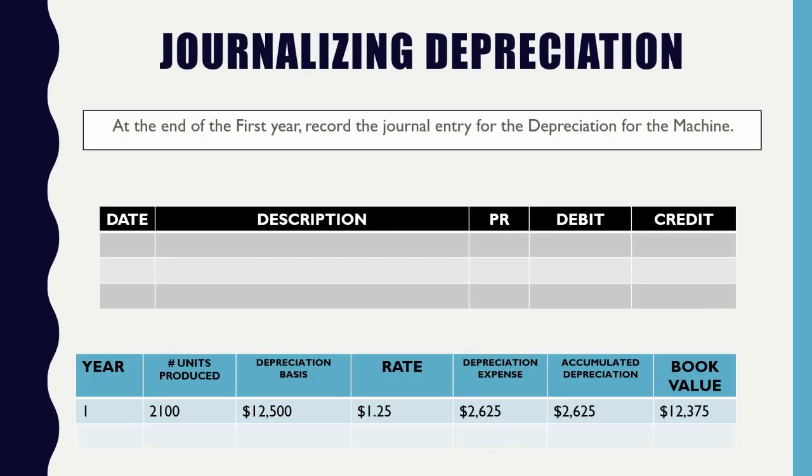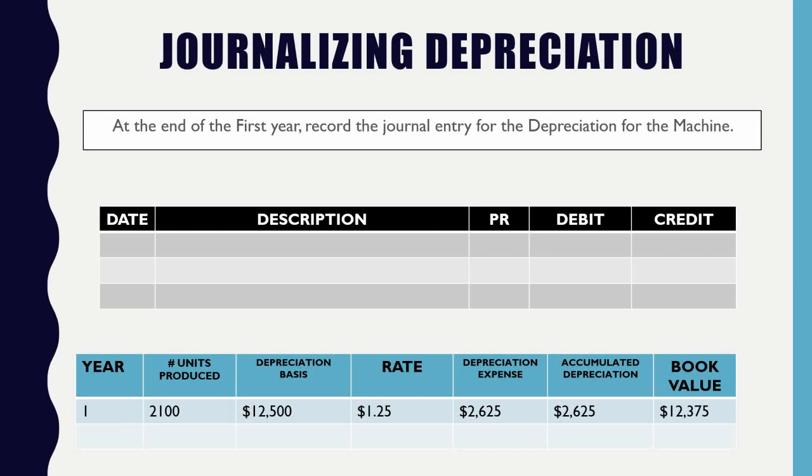Okay. So how do we journalize our depreciation expense? Here's our example that we just did. For the first year, we produced 2,100 units. My rate was $1.25 each, which gave me a depreciation expense of 2,625. Straightforward, right? If it's the end of the year, or the end of the month, depending on the given circumstances, in this case it's the end of the year, meaning December 31st.